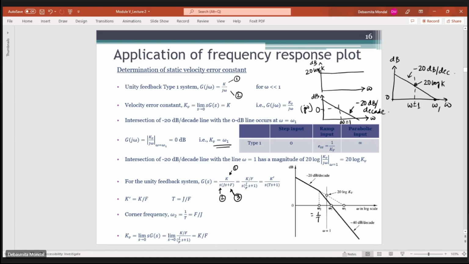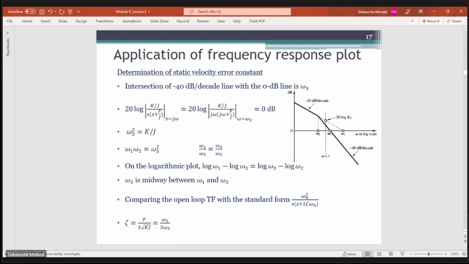The magnitude at omega equals 1 for the first initial slope, if you keep extending it, will be given by 20 log kV. Right, so you can find out the value of kV. kV will be equal to limit s tends to 0 of s into G(s), and from this equation you can write kV is equal to k by f. Similarly, as I have already told, omega 3 is basically the intersection of the minus 40 dB line with the 0 dB straight line.